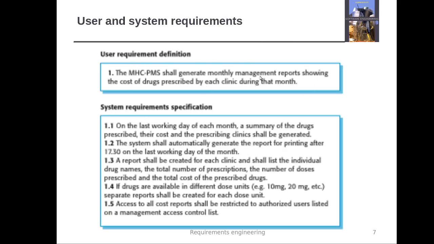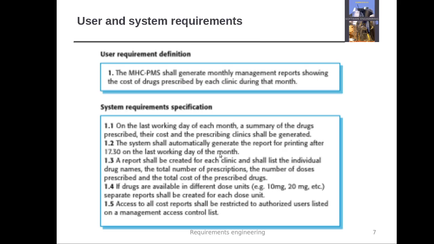Here, generating a report monthly means we want it on the last working day of each month. We are specifying when we want it, right? On the last working day of each month, we want some kind of summary of drugs prescribed, their cost and the prescriptions. The system shall automatically generate the report at this particular time. A report shall be created for each clinic. These are all the requirements, right?